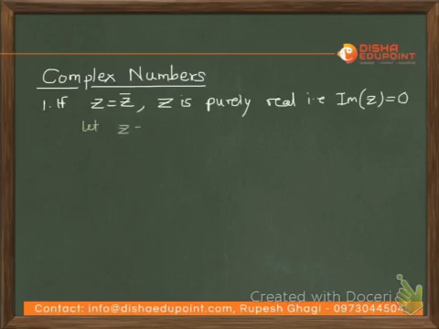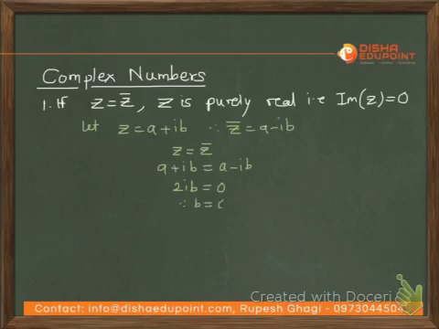How can we prove this? If z is equal to z bar, then z is purely real. Let z is equal to a plus ib, so z bar will be equal to a minus ib. So z is equal to z bar is given, so a plus ib is equal to a minus ib. Hence, obviously twice ib is equal to 0, and it gives us b is equal to 0. That is, z is a purely real number.